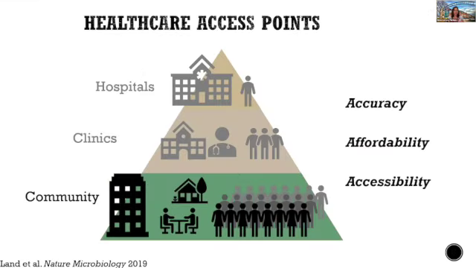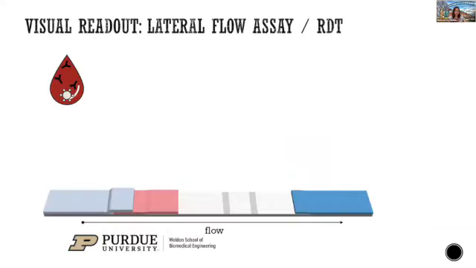So healthcare access points include hospitals, clinics, and really getting out into the community. And so we've been targeting those community locations, reaching people at harm reduction sites, syringe service programs, and people experiencing homelessness, high-risk populations that don't otherwise have easy access to other healthcare points. And when we do that, and with any diagnostic, we really have to consider the accuracy, the affordability, and the accessibility of these technologies. Right now, the most accessible technology you can find is a lateral flow test, also known as rapid diagnostic tests.